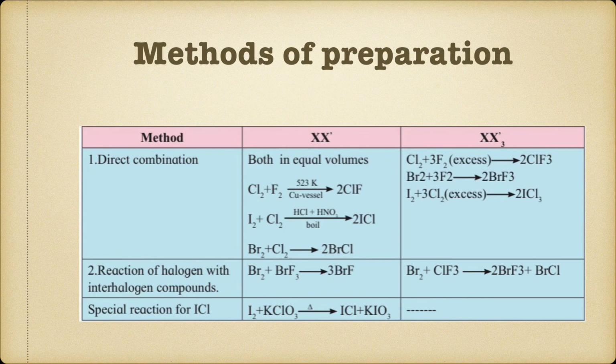Okay. Next we'll learn the methods of preparation. The first one is direct combination. It is very simple. If we want to make the type XX', we'll take the halogens in equal amounts like it is given there, Cl2 plus F2. Okay, so equal amounts of chlorine as well as fluorine is taken, and it is taken in a copper vessel at 523 Kelvin.